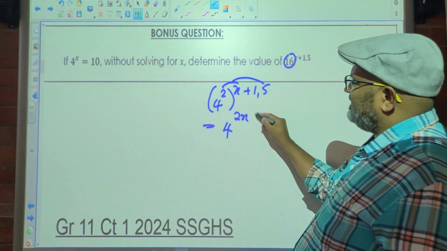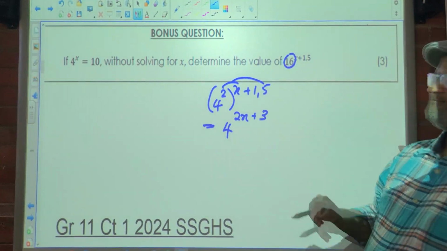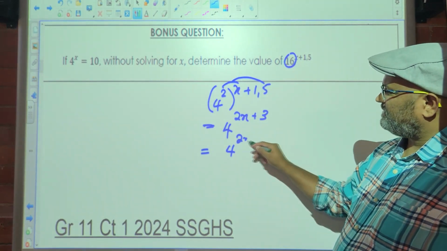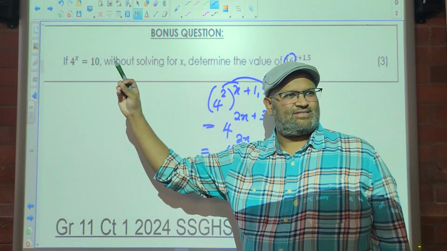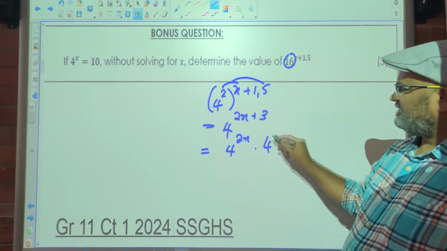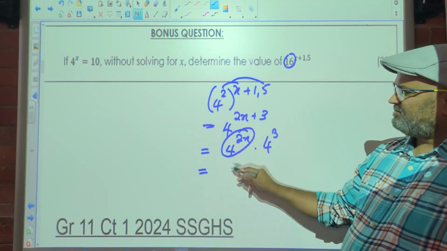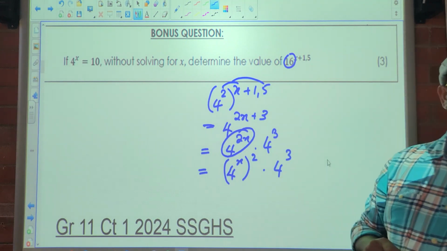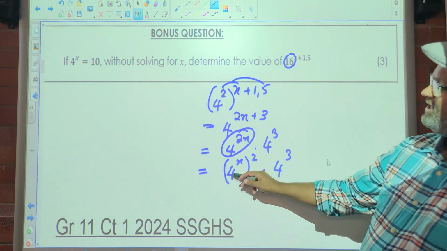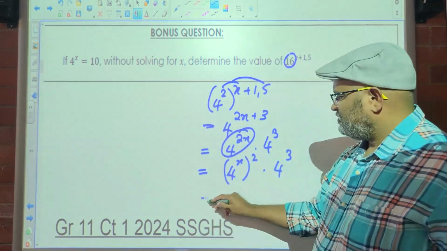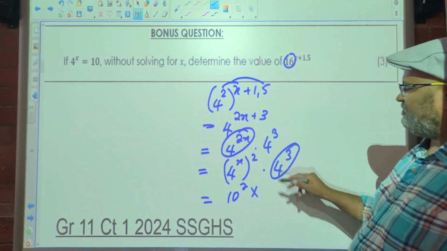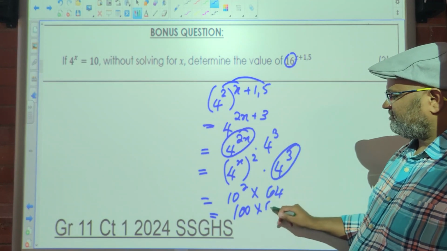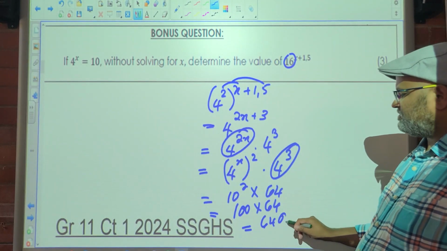So I multiply, get rid of the bracket. So it's 4 to the 2x plus, now 2 times 1.5 is 3. I break it up because I have 4 to the x and I want 4 to the x standing on its own, times 4 to the 3. Now this can be written as 4 to the x squared times 4 to the 3. You all agree with that? So what is 4 to the x? 10. So in other words, I have 10 squared multiplied by 4 cubed, which is 64. So 10 squared is 100 times 64, which is 6400.